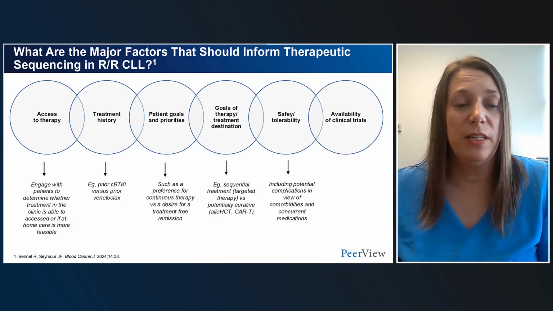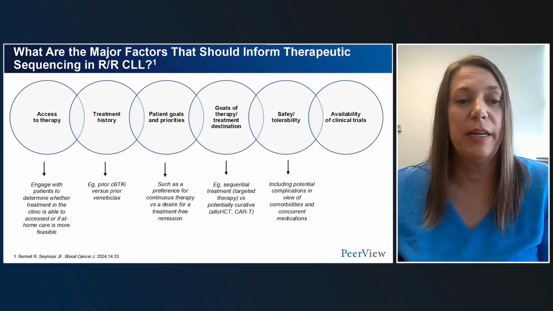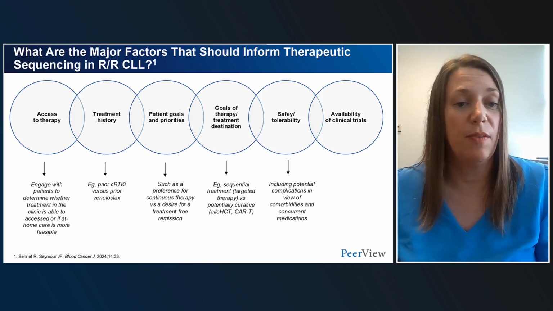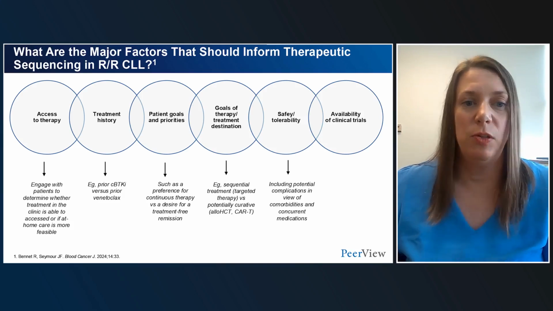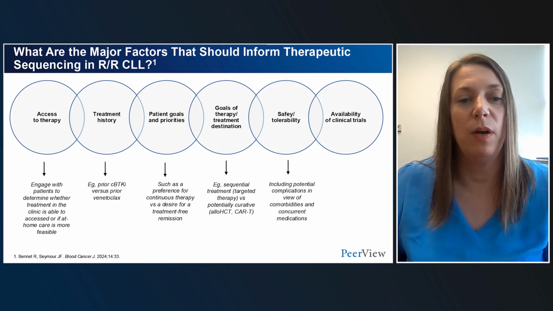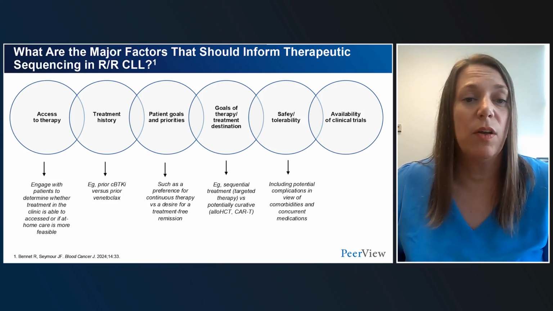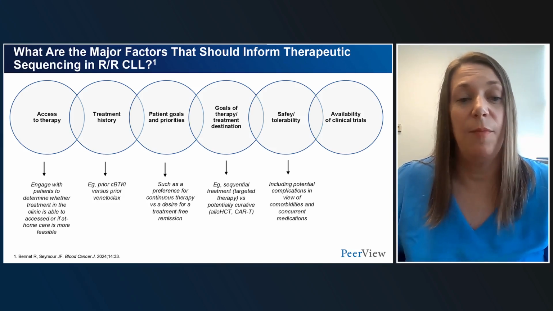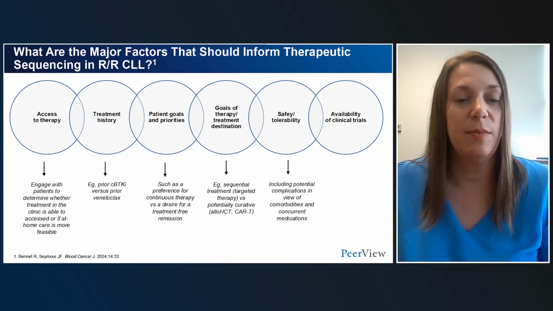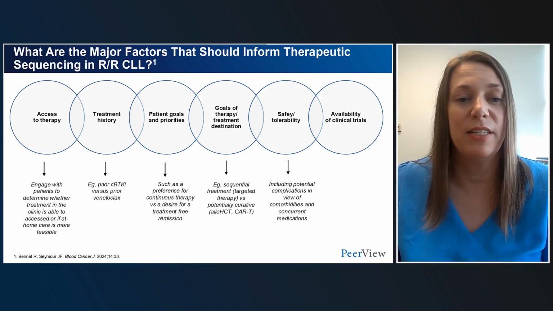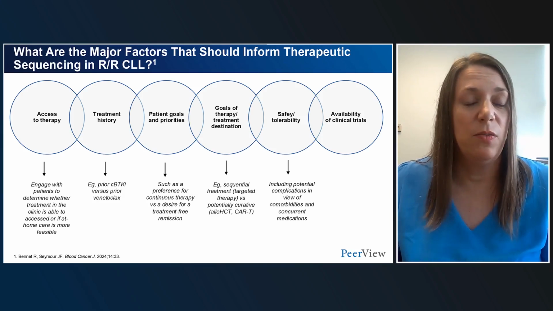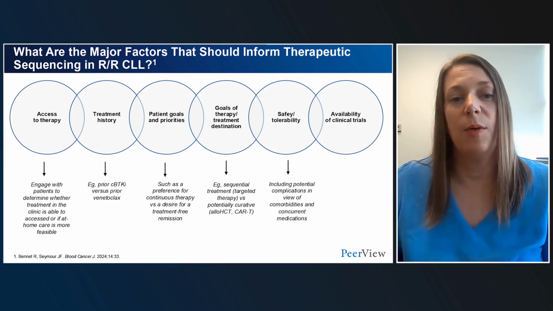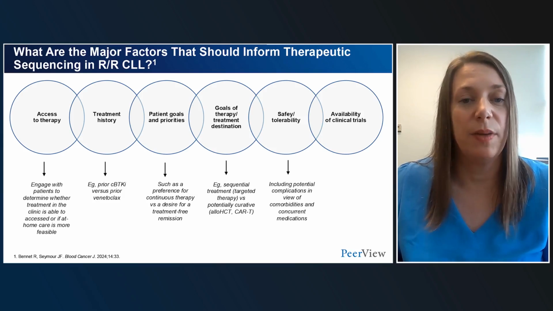And then, in addition to that, patient goals and priorities. So, do they really want a treatment-free interval if possible? Do they prefer something that would be a continuous therapy and is easy to take? And then, really, what are the goals of therapy and the treatment destination? Is somebody interested in doing CAR T cells? Are they even potentially interested in an allogeneic stem cell transplant if they're young and have very high-risk disease? And when thinking about long-term goals, that helps us shape our short-term goals for the next treatment as well.